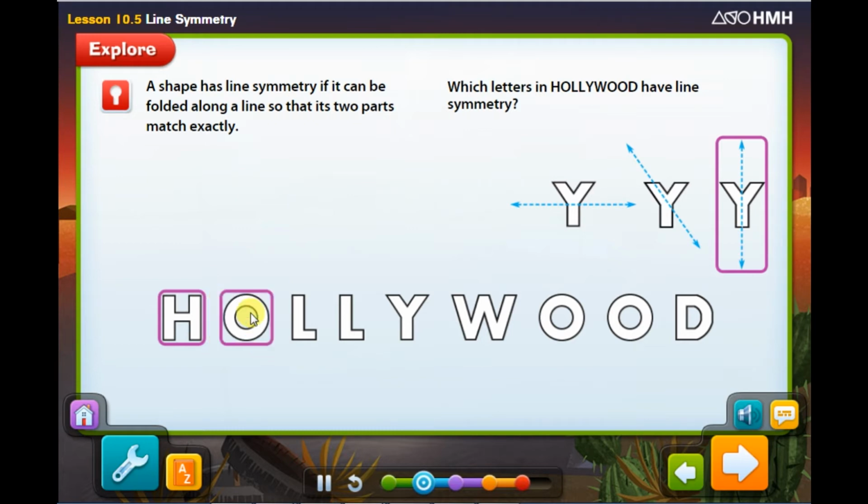How about L? I don't think so. If I put the line vertically, it will create two unmatching parts. If I put it horizontally, it also will create two unmatching parts. So in both directions, it won't match. This means it has no line of symmetry at all. There is no way to fold L so that there are two matching parts. L doesn't have line symmetry.